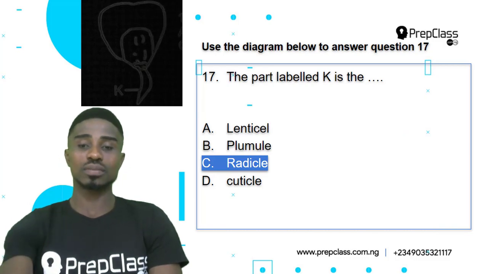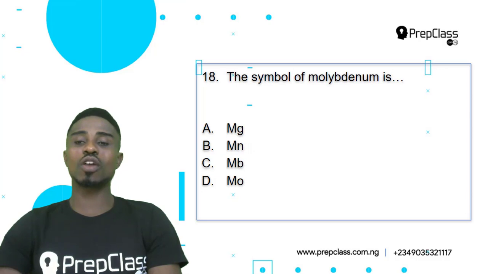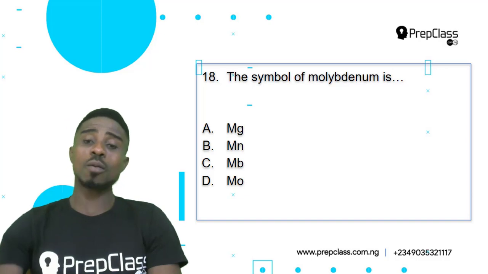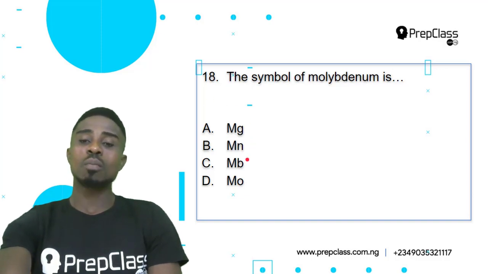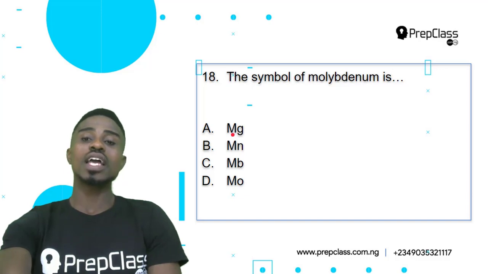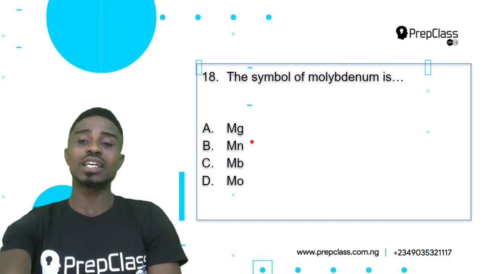Let's look at the next question. Question 18, the symbol of molybdenum is A, Mg, B, Mn, C, Mb, D, Mo. For us to carefully select the correct answer, we need to analyze all of the options and see which one best answers our question. Now, when it has to do with symbol of elements, most of the time it takes the first alphabet of the element alone, or any other alphabets. So it's either the first alphabet of the element, then you have any other alphabet to make up the symbol.